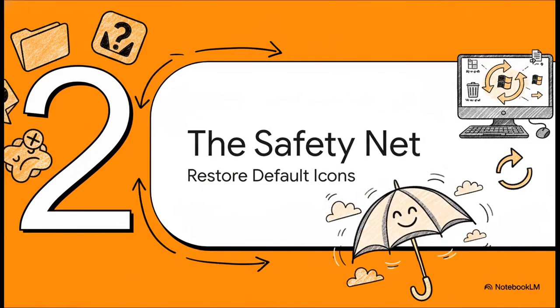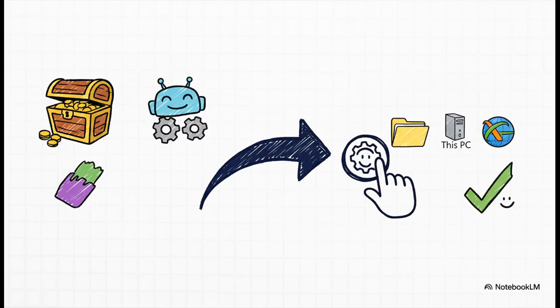Okay, but what if you get a little carried away and you decide you want to go back to the original look? Or maybe you just start to miss that classic Windows feel? Well, no worries at all. Windows actually has a built-in safety net for this exact situation. Seriously, if you've changed your mind, it's even easier to switch back. And that's the best part, right? It means there's absolutely zero risk. You can go wild, try out all sorts of new looks, and just know that the original is always just a couple of clicks away.